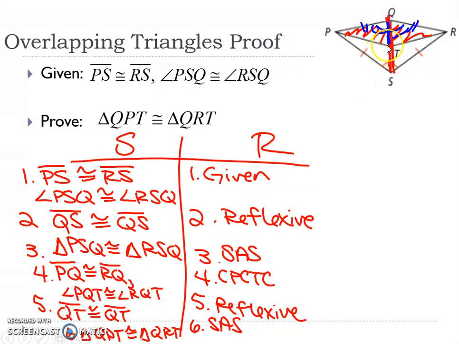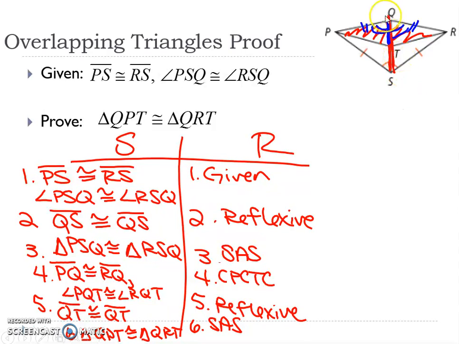And then we're going to say QS, right here, QS is congruent to QS. They are reflexive. Then we're going to say triangle PSQ, this triangle right here, and then RSQ, this right here, they are congruent because it's side, angle, side. So you have side, angle, side.